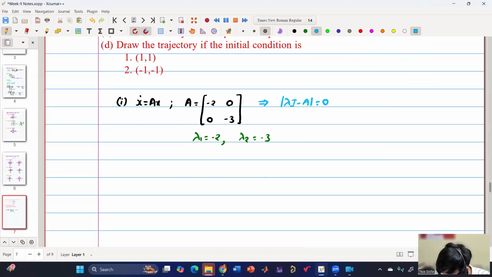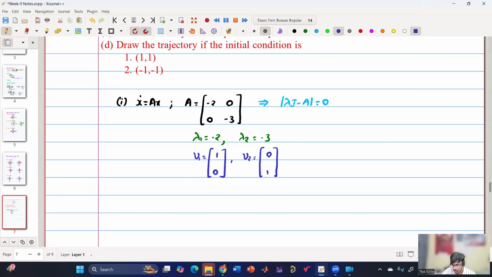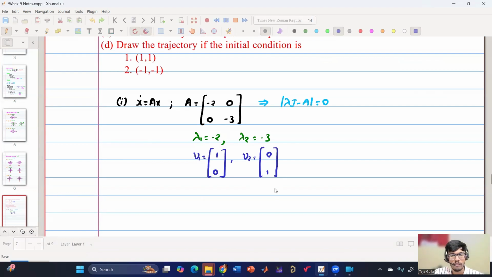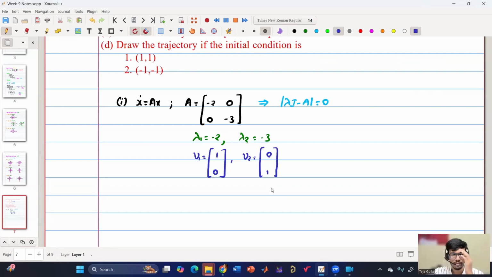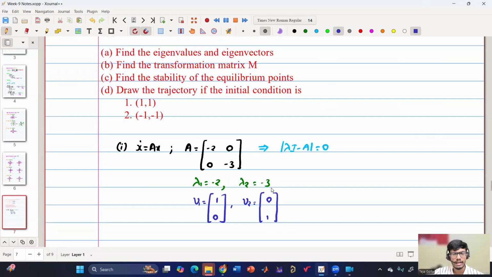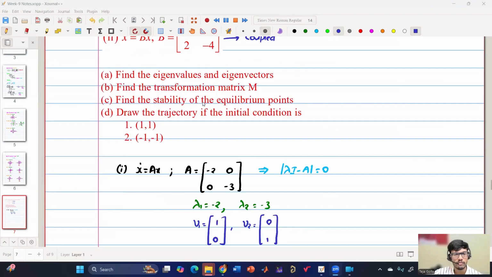So we can get my eigenvectors V1 as 1, 0 and V2 as 0, 1. Okay. So is this clear? We have gotten the eigenvalues and eigenvectors. Yes. So the transformation matrix M is only applicable for the second part. So we are going to skip it for now.